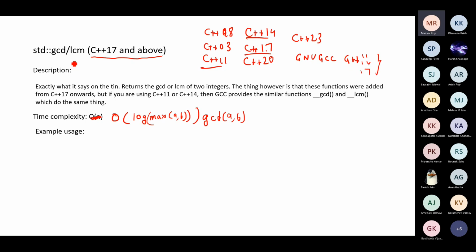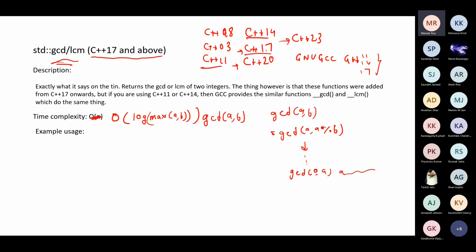And these two functions are only available from C++17 onwards. It does exactly what you'd expect. It gives you GCD of a, b, and it uses the Euclidean algorithm. I assume everyone knows what the Euclidean algorithm is: GCD of a, b is equal to GCD of b, a mod b. Then just continue the steps until you get 0. You know the Euclidean algorithm, I'm assuming.